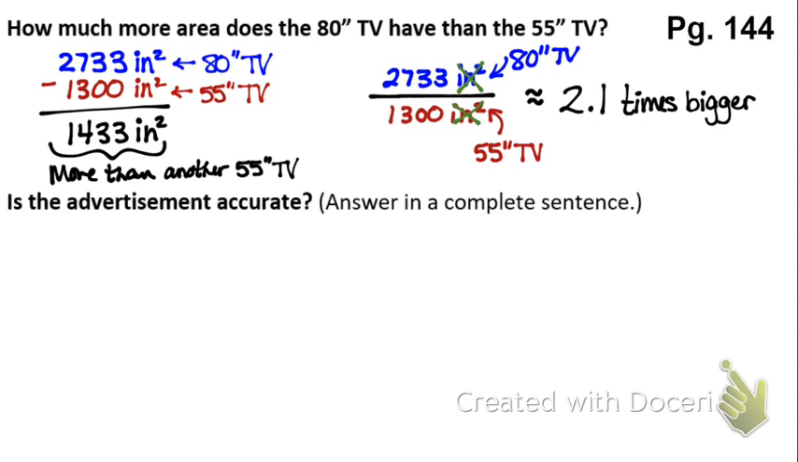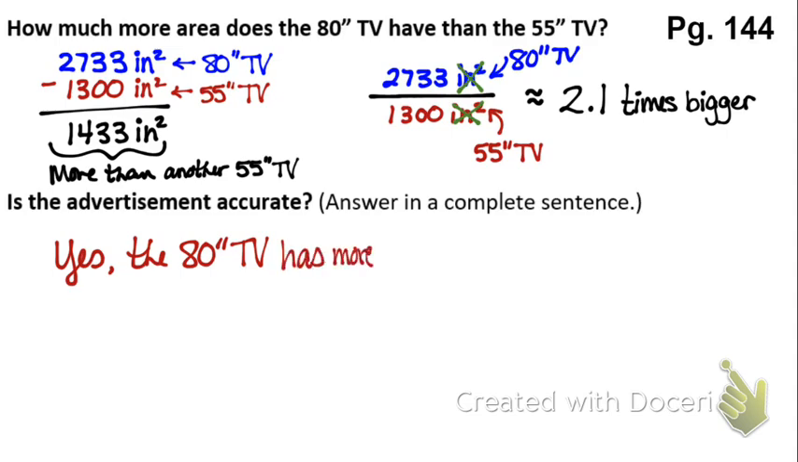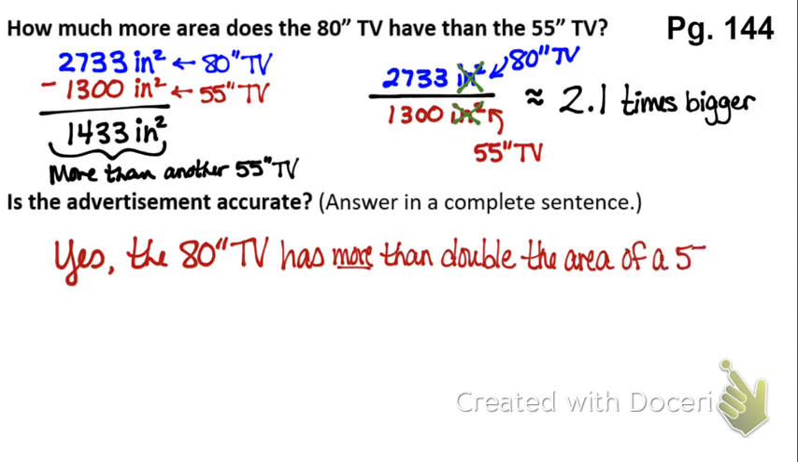Is the advertisement accurate? Yes, we already said that advertisement was accurate. Yes, the 80-inch TV has more than double the area of a 55-inch TV.